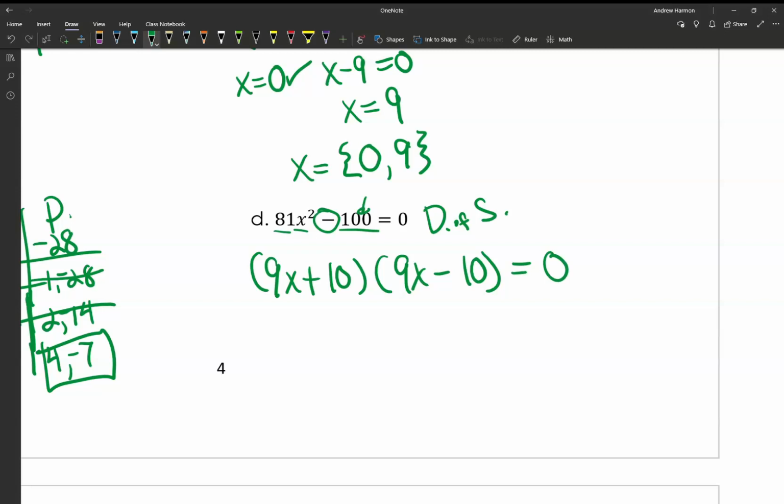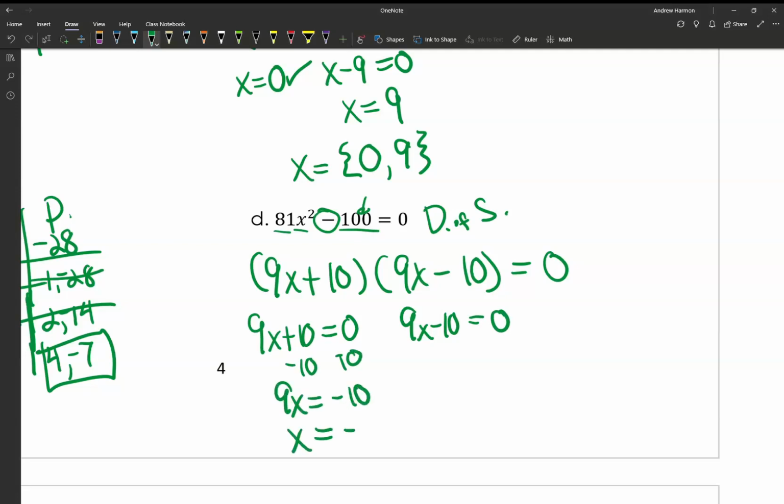So to solve this, we set each of those individual factors equal to 0. So 9x plus 10 equals 0, and 9x minus 10 equals 0. Then we solve. Subtract the 10. This equals negative 10, divide by 9. We get negative 10 ninths. Same thing here, we do the same work, and we end up with positive 10 ninths, because instead of subtracting the 10, we had to add the 10. So our two solutions are x is the set of numbers negative 10 ninths or positive 10 ninths. That's it.